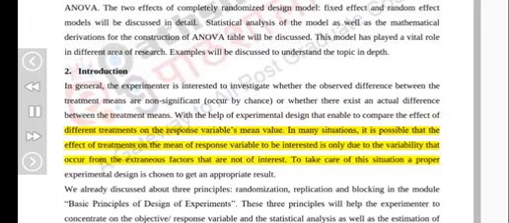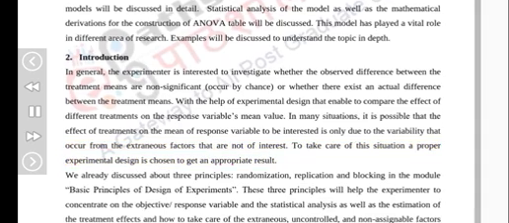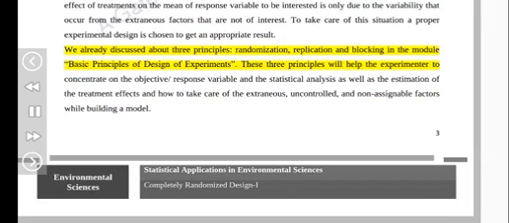In many situations, it is possible that the effect of treatments on the mean of the response variable of interest is only due to the variability that occurs from extraneous factors that are not of interest. To take care of this situation, a proper experimental design is chosen to get an appropriate result. We already discussed 3 principles, randomization, replication and blocking, in the module on basic principles of design of experiments. These 3 principles will help the experimenter to concentrate on the objective response variable and the statistical analysis, as well as the estimation of the treatment effects and how to take care of the extraneous, uncontrolled, and non-assignable factors while building a model.